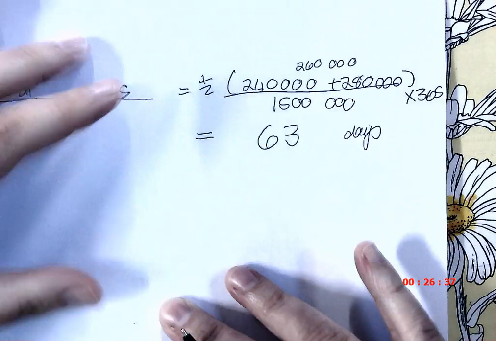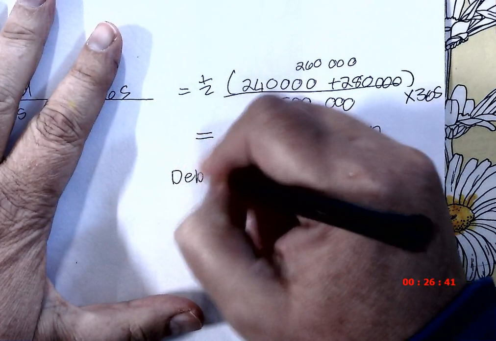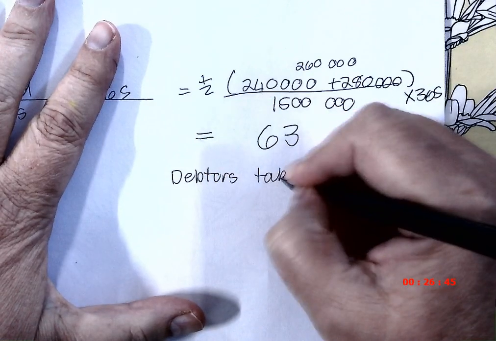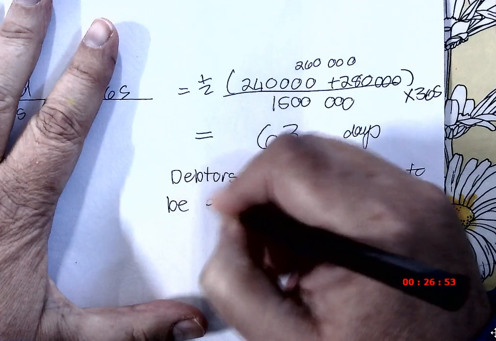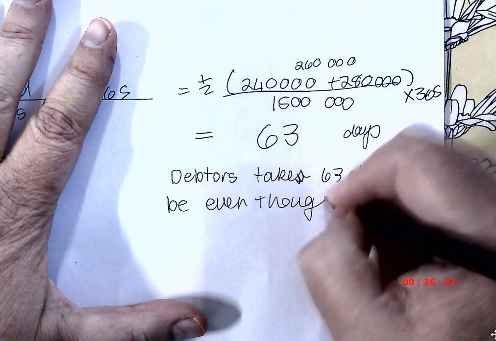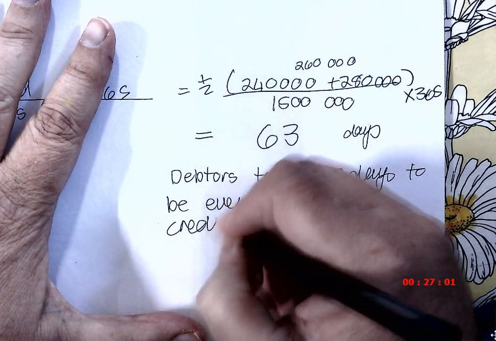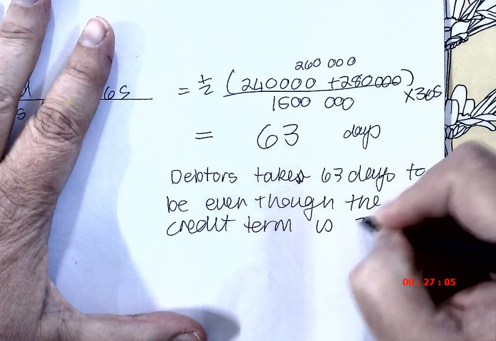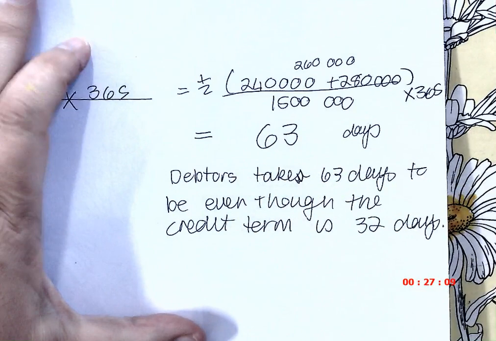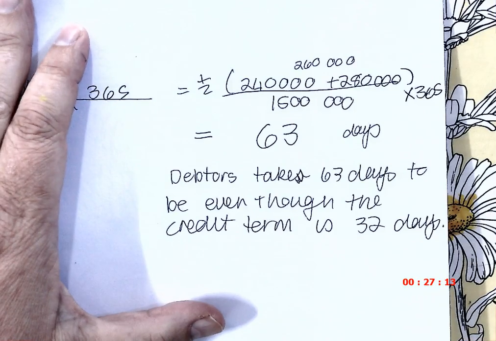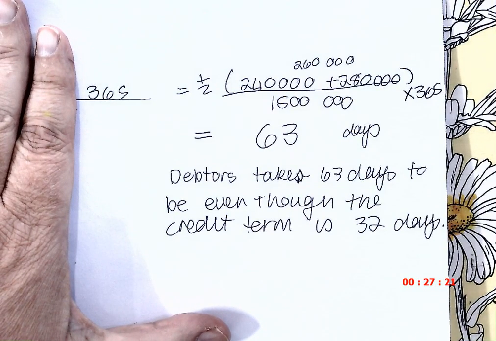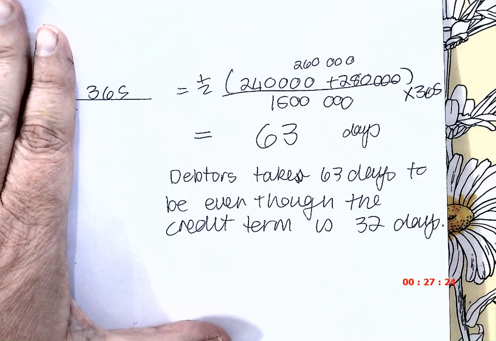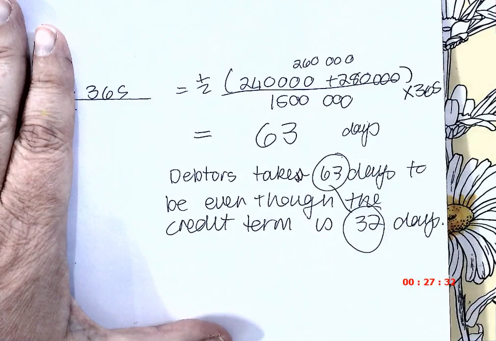So I'm going to say, debtors take 63 days to pay, even though the credit terms is 32 days. Or you can say debtors takes longer to pay, they take 63 days instead of 32 days. Or you can say debtors are paying too slow, they take 63 days but the terms is 32 days. So I would want to see that you mention both, and then you'll get your marks.